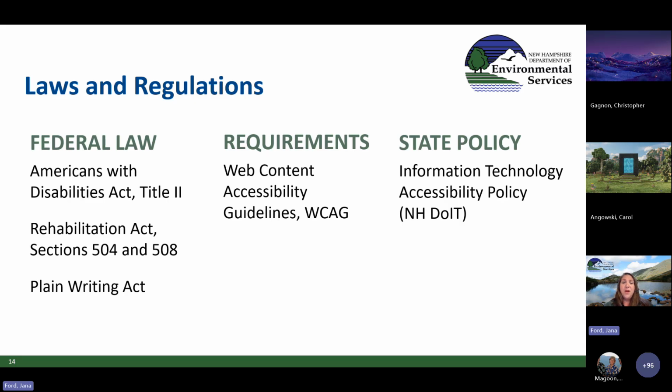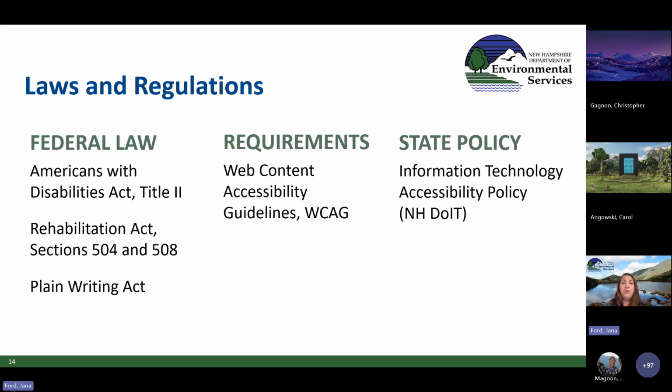There's also the Plain Writing Act of 2010, which requires agencies to provide, quote unquote, clear government communication that the public can understand and use. Plain writing is also critical for individuals whose disability may include cognitive delay. So to be compliant with these laws, we need to create our content according to the Web Content Accessibility Guidelines, or WCAG. This is a set of technical standards that instruct how to comply with ADA Title II.